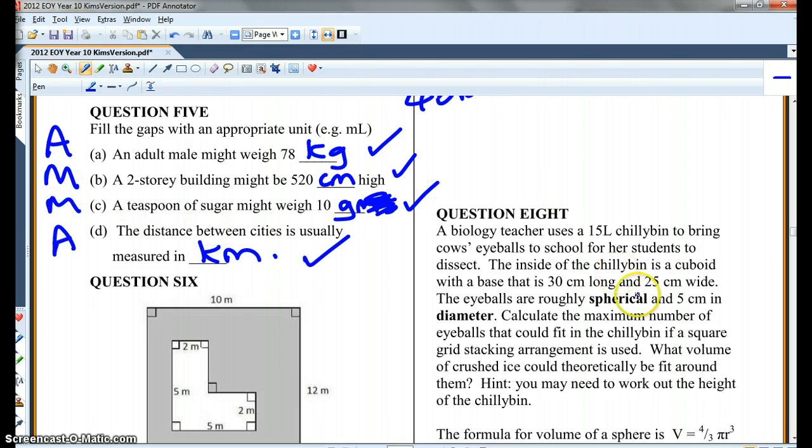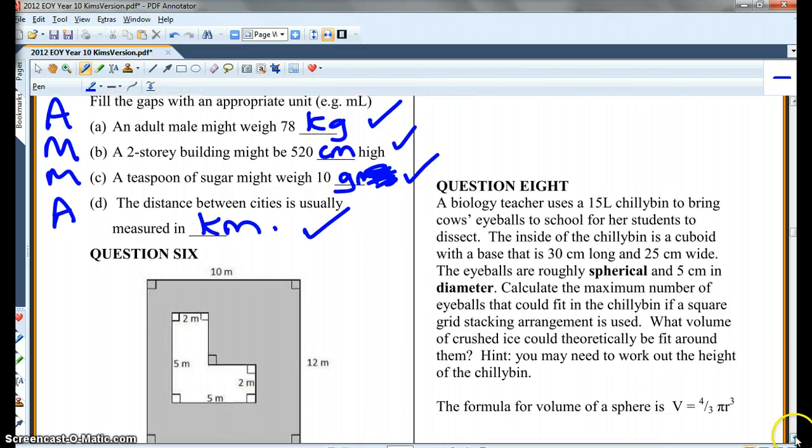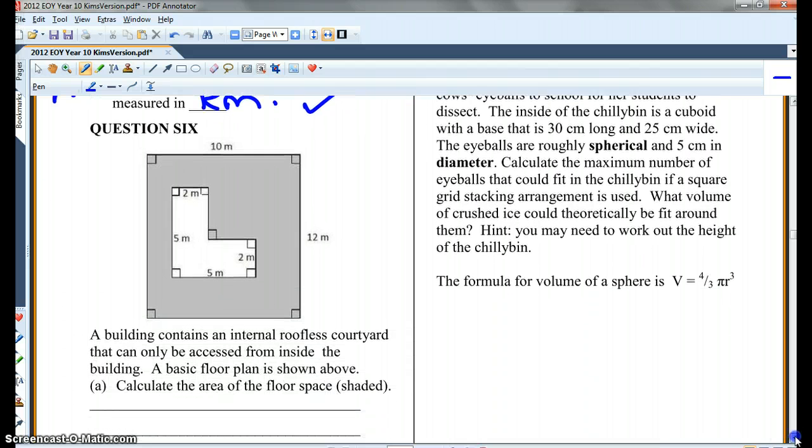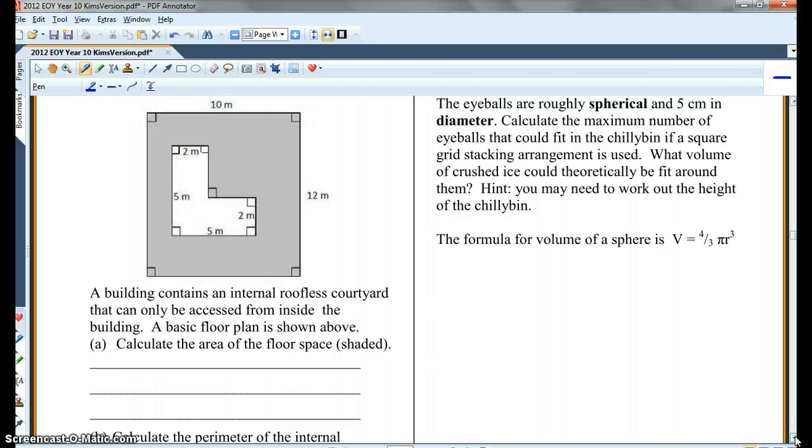So they do actually get that it's a little bit tricky getting your stuff right with this. Okay. A building contains an internal roofless courtyard that can only be accessed from inside the building. A basic floor plan is shown above. Calculate the area of the floor space shaded. So they're actually meaning this.